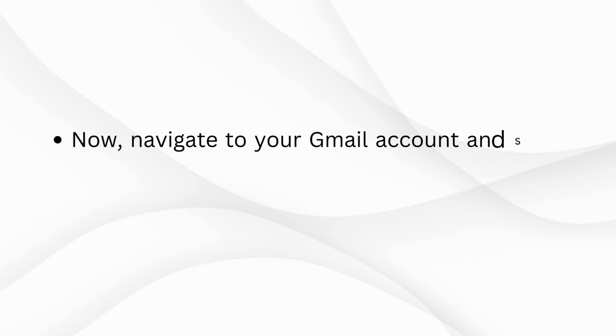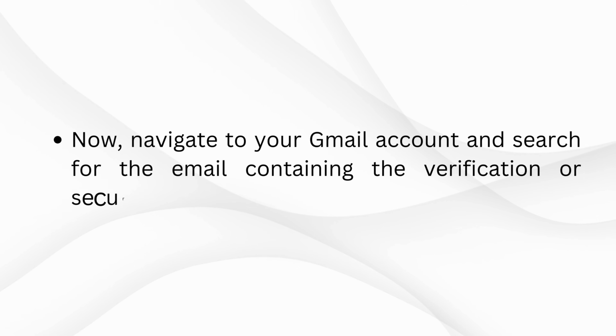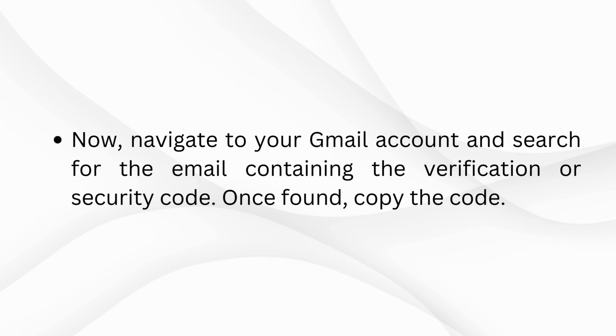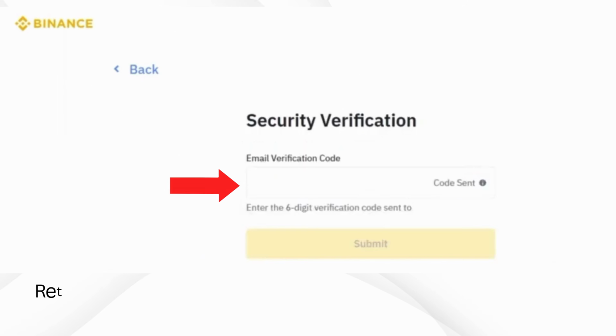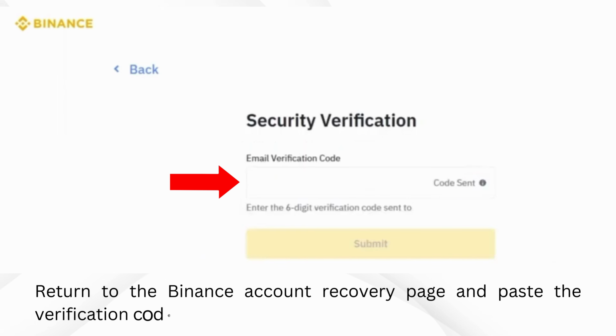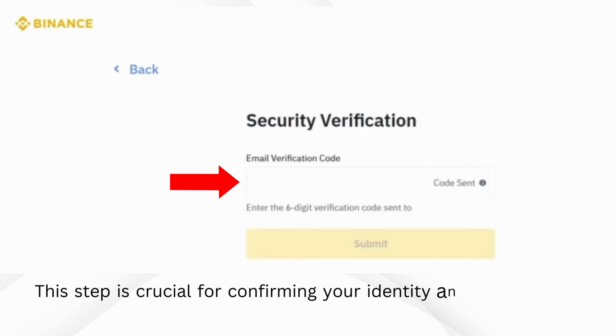Now, navigate to your Gmail account and search for the email containing the verification or security code. Once found, copy the code. Return to the Binance account recovery page and paste the verification code into the designated field. This step is crucial for confirming your identity and enabling you to proceed.